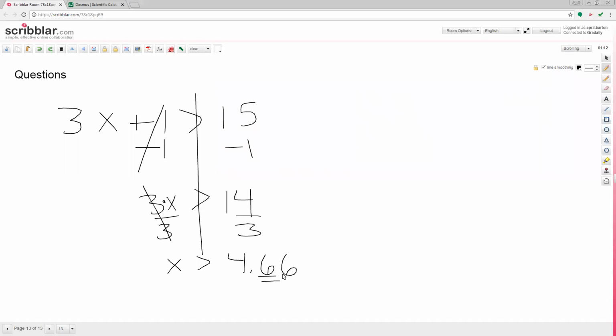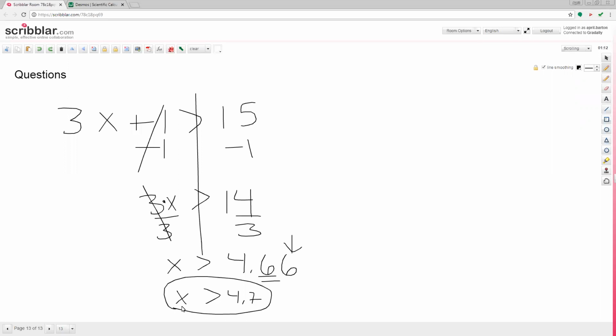Are we going to write 4.6, or should it go up to 4.7? 4.7? Because it's higher than 5, correct? Correct. The 6 next to it, bigger than 5. So this is your solution.